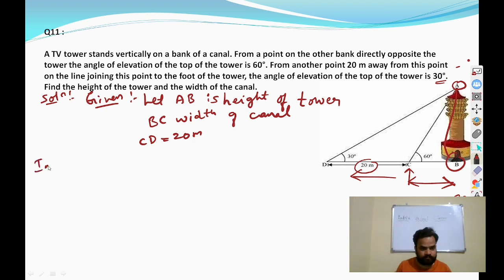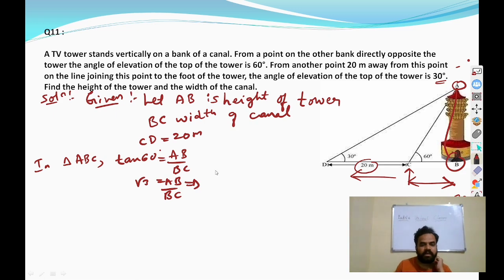Now in triangle ABC, we have tan 60 degrees is equal to AB by BC. Tan 60 is root 3, equal to AB by BC. This implies AB is equal to root 3 BC. We got here, or you can write BC is equal to AB by root 3. Both you write, whichever we need we can use later.